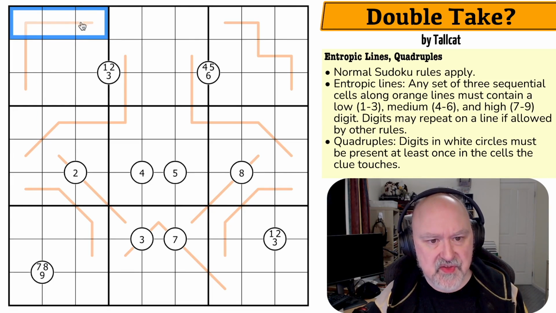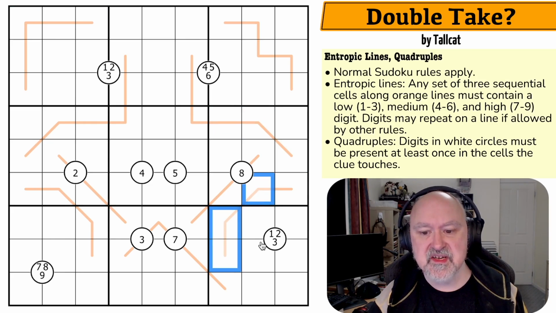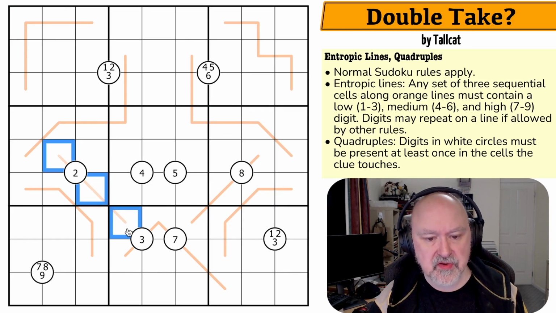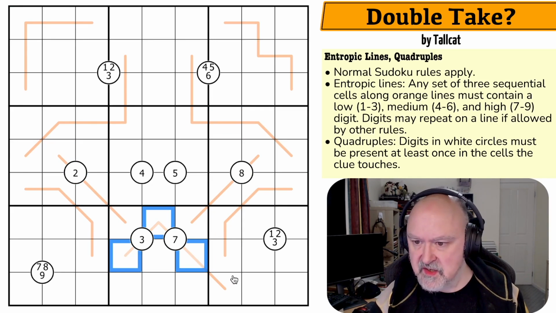So for example, this set of 3 cells must contain a low digit, a digit from 1, 2, 3, a middle digit, a digit from 4, 5, 6, and a high digit, a digit from 7, 8, 9. And this is true whichever 3 cells connected by a line that you pick. Those 3 cells will have a low, mid, and a high. So that's the way it works.